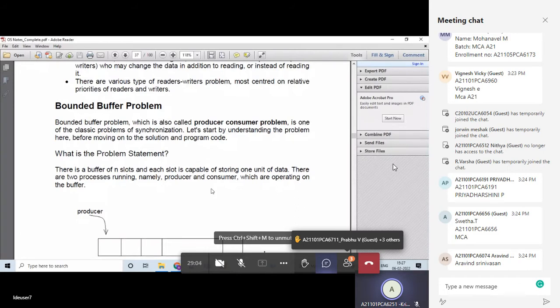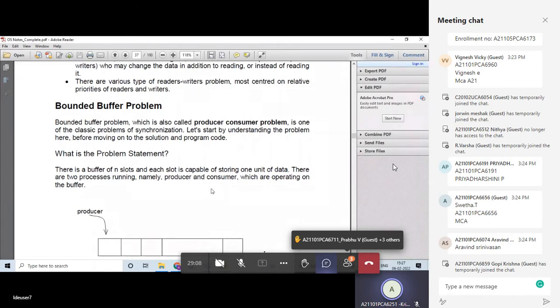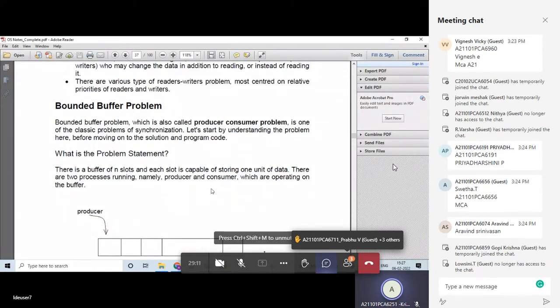Students, is it okay? Is the speed okay for you? Should I speed up? No, we can continue with the same.